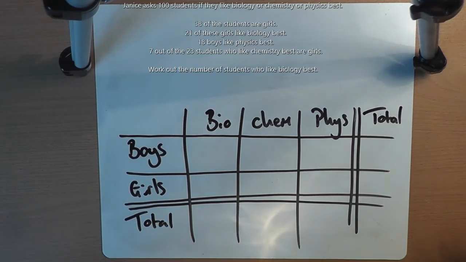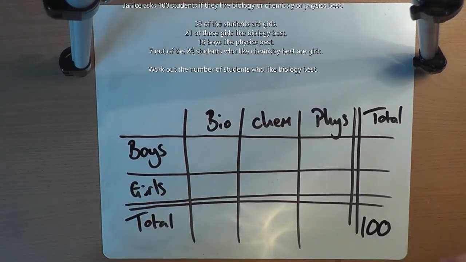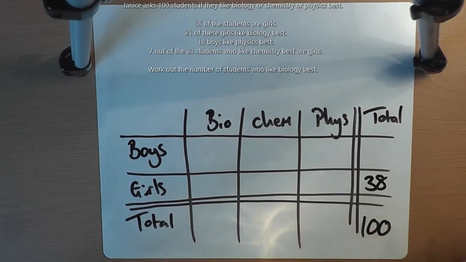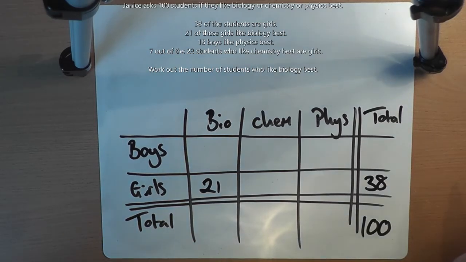Before we start working anything out, we're going to make sure that we put all of the information in the right place. Janice asks 100 students if they like biology or chemistry or physics best. There are 100 students in total, so we can put that down there in the total box at the bottom. 38 of the students are girls, so we can fill in the 38 there for the total for the girls. 21 of these girls like biology best. So 21 girls like biology.